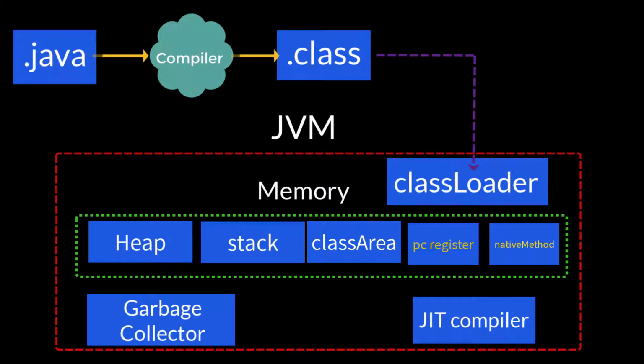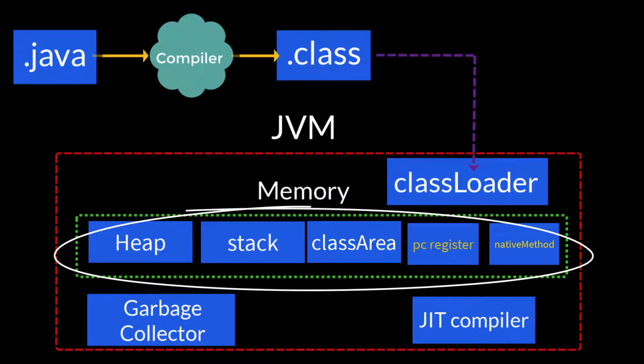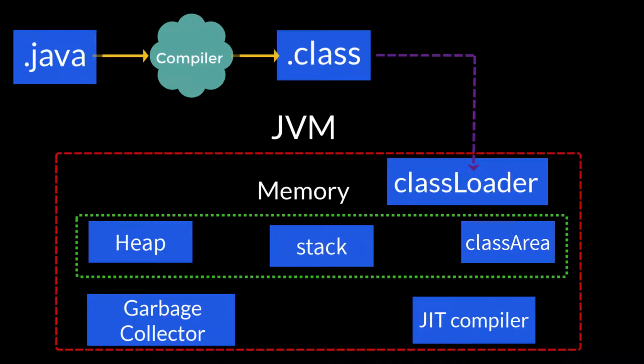Now after loading the .class file into memory, what happens in memory? For that, we need to understand a little bit about memory. Memory in JVM is divided into 5 parts. The first 3 are class area, heap, and stack, which basically deal with Java. The other 2 are PC register and native methods, which are used to communicate or connect with machine code. But we will only focus on 3 memories: class area, heap, and stack, because they deal only with Java.